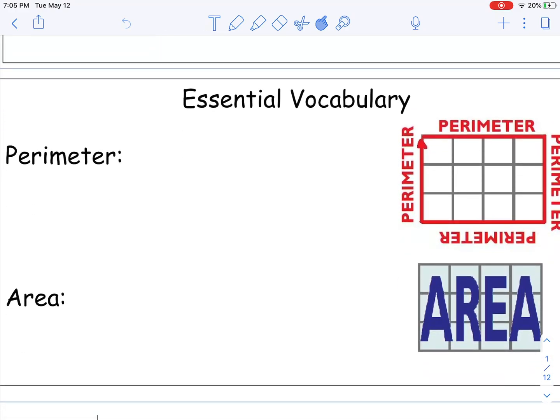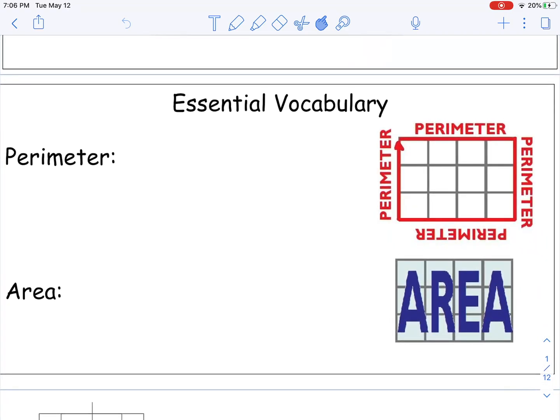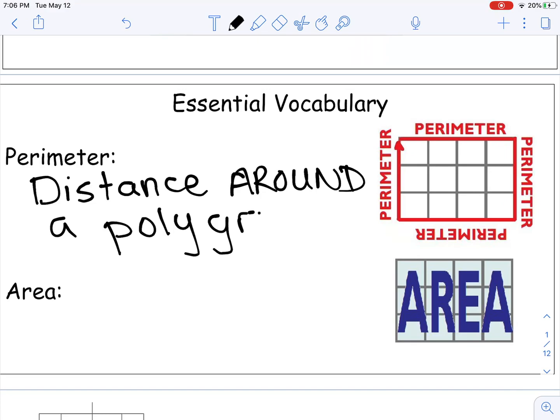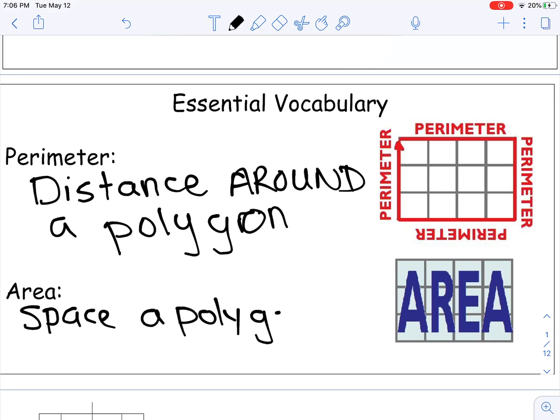All right, first thing you're going to be working on with measurement: perimeter and area. A little review. Remember, perimeter, we're talking about distance around, sorry, that A is a little sloppy, a polygon. So perimeter is when we're going around a polygon. Area is going to be the space a polygon covers. Okay, so area is going to be that coverage.